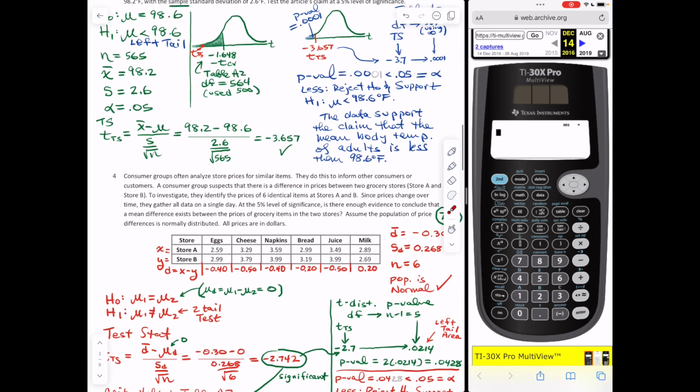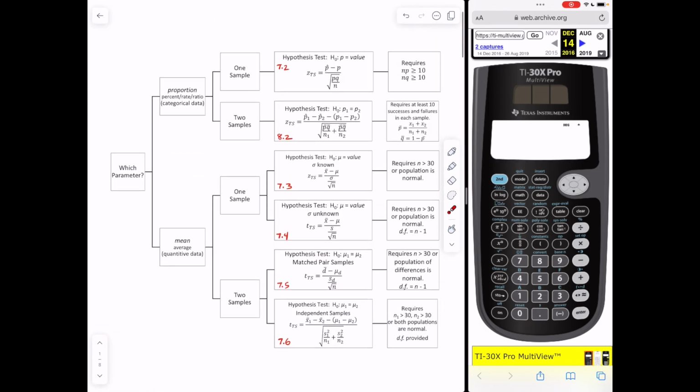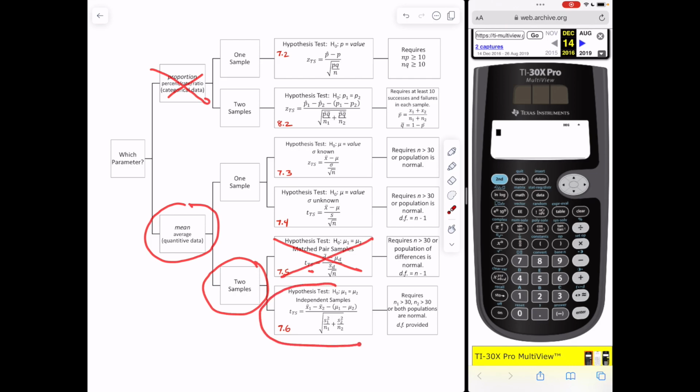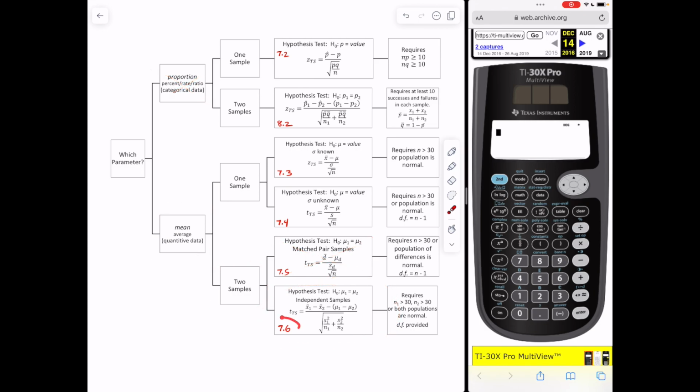So let's look at the flow chart again real quick here. So it's not about proportions. This one's about means, and we have two groups, okay? So the question is, is it a matched pairs test? No, we're not going to do 7.5 on the exam, okay? This one's going to be the one with independent samples, two completely different groups of people, and this is sections.